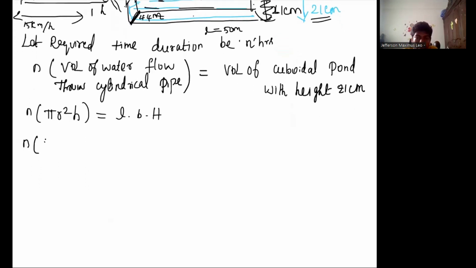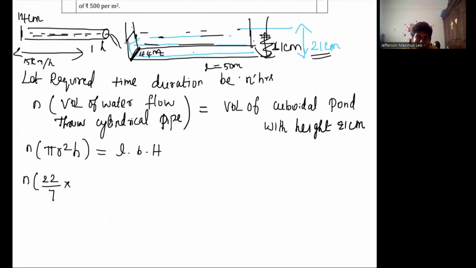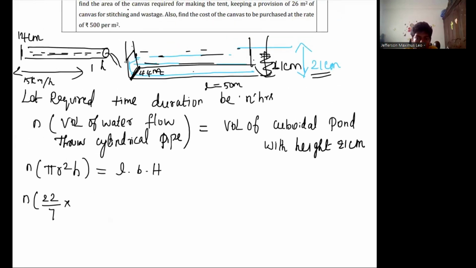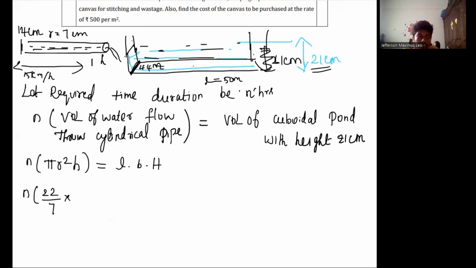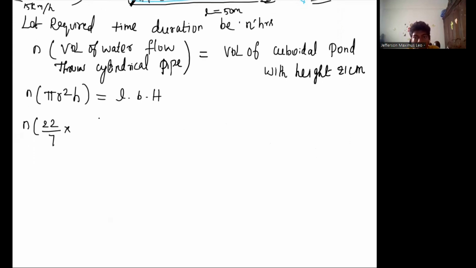So 22/7. The diameter is 14 centimeters, is it correct? 14 centimeters. So from that, r is equal to 7 centimeters. Convert it to meters: 7/100. Yes, ma'am, convert centimeters to meters.